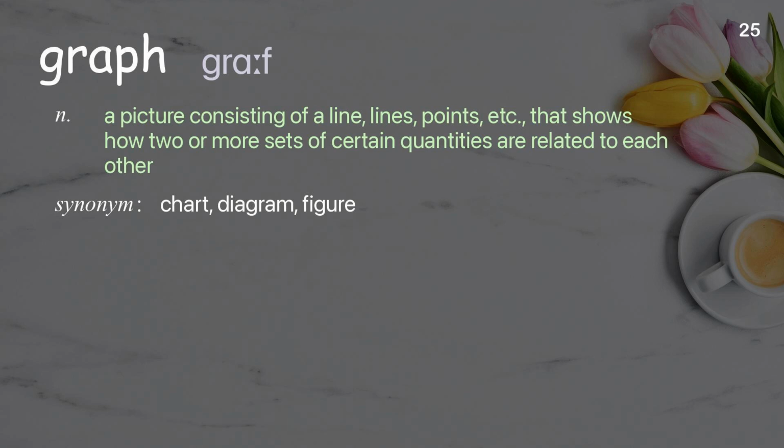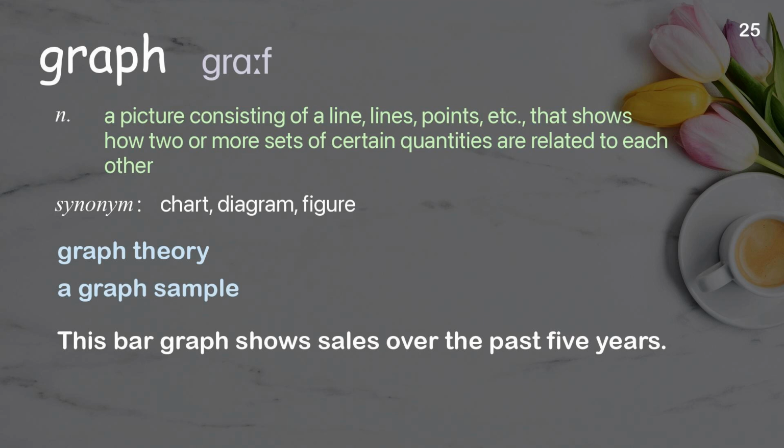Graph. A picture consisting of a line, lines, points, etc., that shows how two or more sets of certain quantities are related to each other. Examples: graph theory, a graph sample. This bar graph shows sales over the past 5 years.